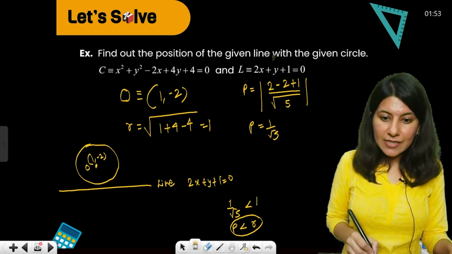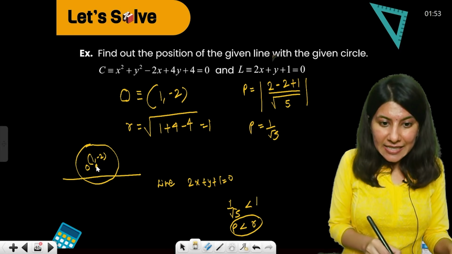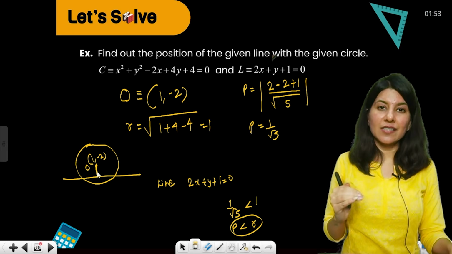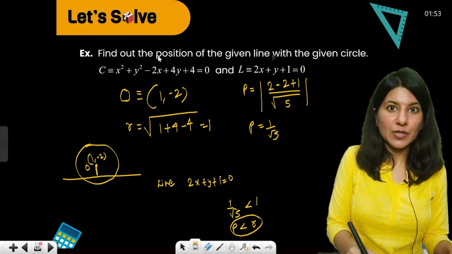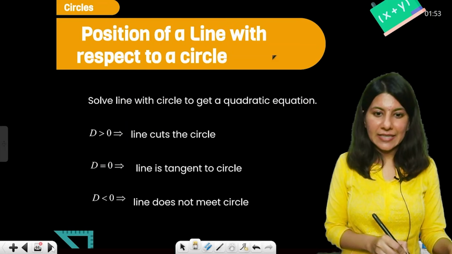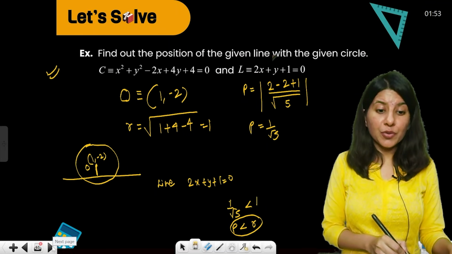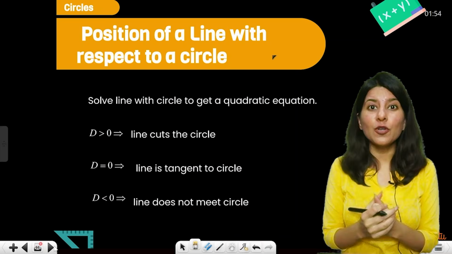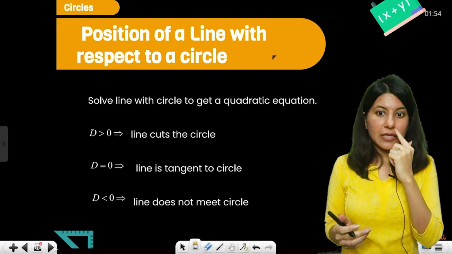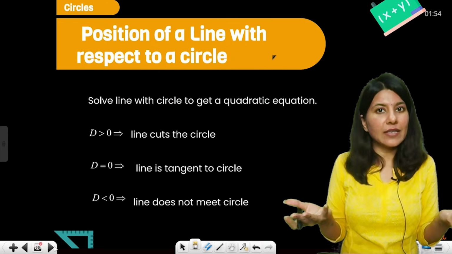So the perpendicular distance is less than R, which means the line cuts the circle at 2 points. It is a secant to the circle basically. So the position is cutting the circle. All right. Clear? So I guess now you can check on your own whether it is tangent, secant, or neither tangent nor secant. Now there is one more method to check whether the line is tangent, secant, or neither tangent nor secant.